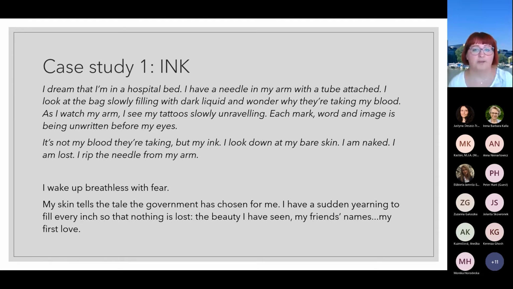And you can see that she's lying in a hospital bed in her dream, and she sees the needle in her arm, and a dark liquid is being taken. She thinks it's blood, but then she sees that her tattoos are slowly unraveling, each mark, each word being unwritten. And it's not my blood they're taking, but my ink. I look down at my skin, I'm naked, I'm lost. This is very interesting. There's a lot of verbs about looking, so I'm observing it because it's a dream. So I look down, I watch, and my tattoos are unraveling. And again, it's linking to the tattoos as my identity, because without them, I have this bare skin, I'm naked and I'm lost. So she doesn't like it and she rips the needle from her arm.